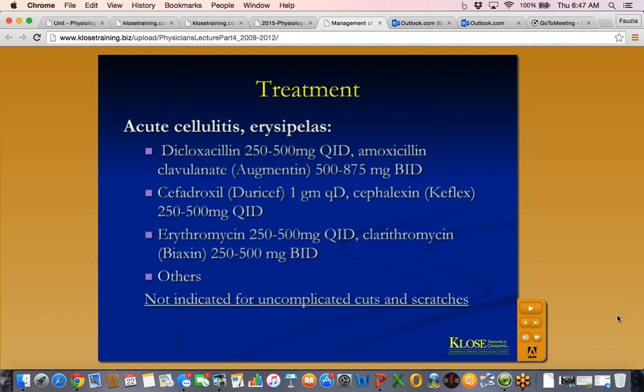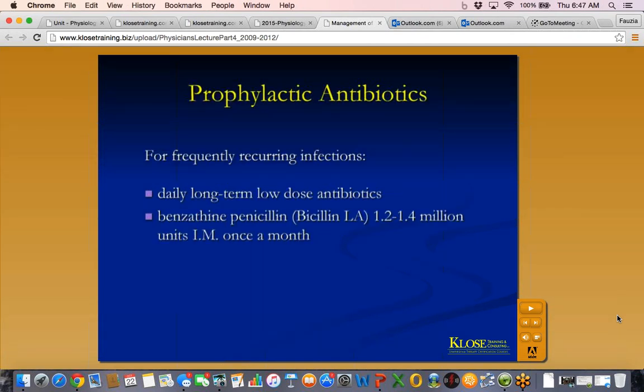So treatment for cellulitis and erysipelas: you're going to have your antibiotics started right away, erythromycin or the other ones. But if a patient just has uncomplicated cuts or scratches, we're not going to start them on antibiotics. And again, we talked about how for frequent infections, they might be on daily long-term low dose antibiotics or benzathine penicillin.